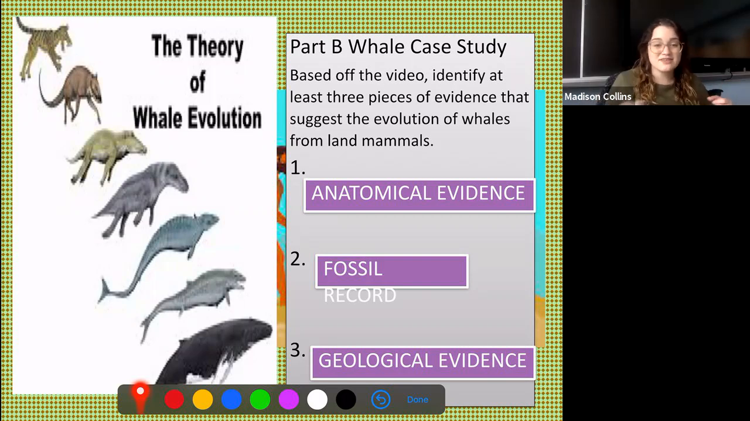So all of this evidence is pointing towards the idea or the theory that whales evolved from mammals that once walked on land, which is really, really cool. Of course, this happened over millions of years, which is why they look so different. But evolution is wild, y'all. Some crazy things happen, and it's really, really cool to see.